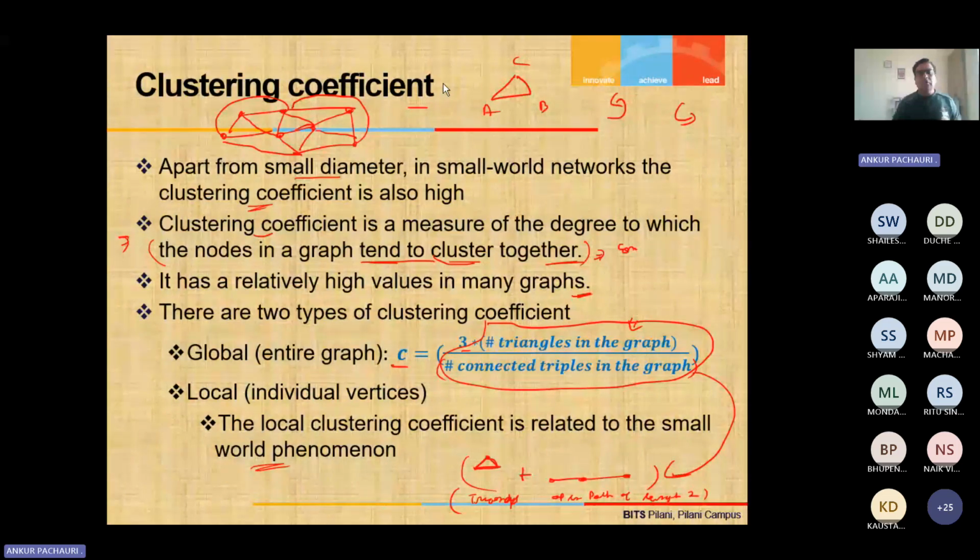Is it resolved? If we have C equal to 1 or 3, that means it is a complete graph. And from the data perspective, that means we have well connected data. Practically it means a totally connected database.